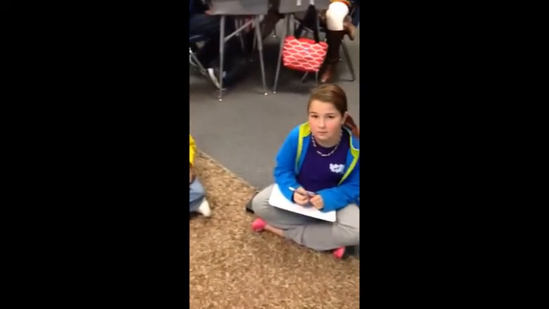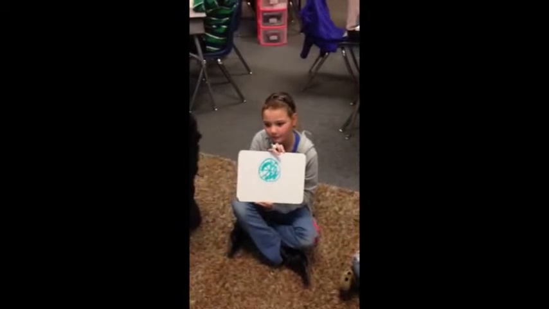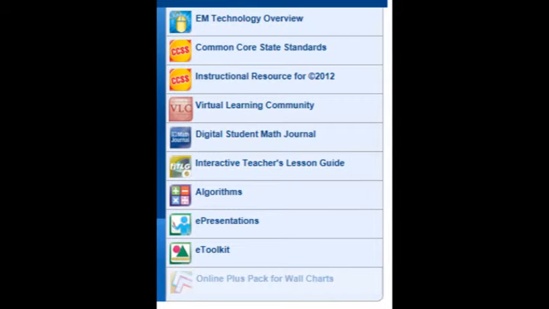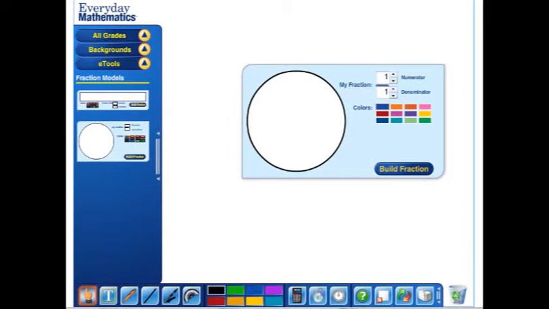Fraction Builder can be found on everydaymathematics.com. Use your login and your password to access all of the tools that they have on that website. Fraction Builder can be found underneath the eTools kit, and then under eTools, and then Fraction Builder.